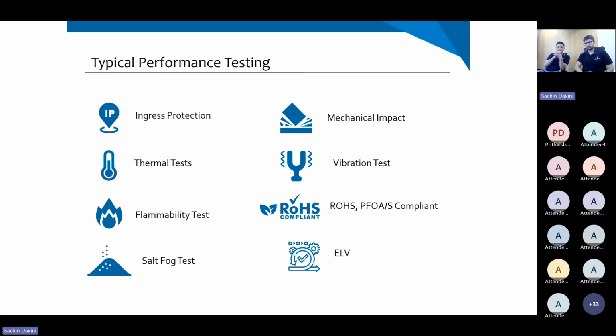So we can start with ingress protection. It is known to us that the vents must be ingress protected. So it should be IP66, IP67, 68, and 69K. That is ingress protection from dust and water, followed by thermal test, that is temperature cycle test to check the resistance against extreme low and extreme high temperature. Flammability is to check the fire retardant and fire resistance capacity. Salt fog is to check the corrosion resistance property of the parts in salt mist environment. Mechanical impact is to check the mechanical strength of the part.